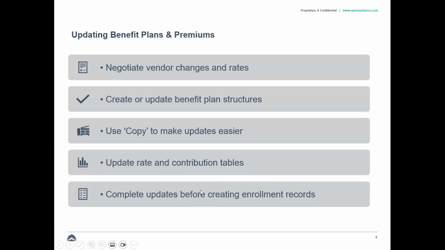Obviously, the first step in any open enrollment season is to negotiate vendor changes in rates. This may be with a broker or with individual vendors. The second thing you would do is to create or update any missing benefit plans. So if you're adding benefit plans, you would add those. If you have updates to make to those benefit plans, start with the smallest piece of that. So those would be, I would say, start with the building blocks.